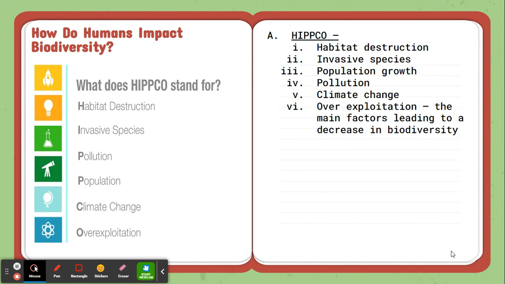Now, with this topic comes an acronym that we really need to be familiar with, and that is HIPCO. HIPCO outlines pretty much all of the main human impacts that are going to lead to a decrease in biodiversity. So the first one, the H, that's going to stand for habitat destruction, habitat fragmentation, or habitat loss, however you want to call it. The I is for invasive species. The P will be for human population growth. The next P would be for pollution, followed by climate change, and then lastly, overexploitation, or sometimes can be referred to as overharvesting.